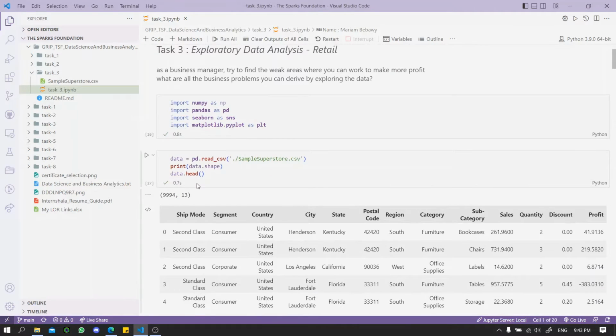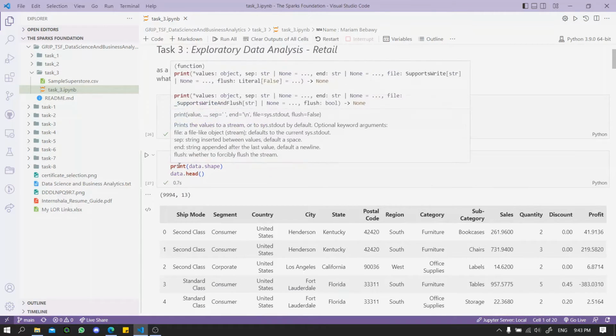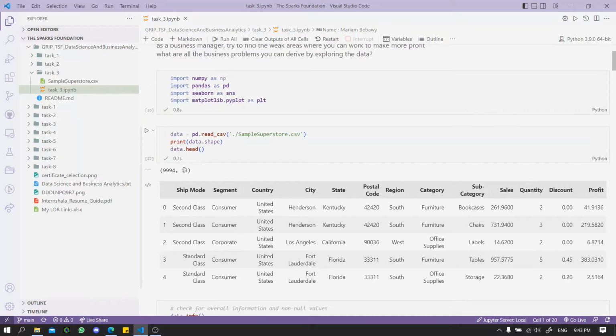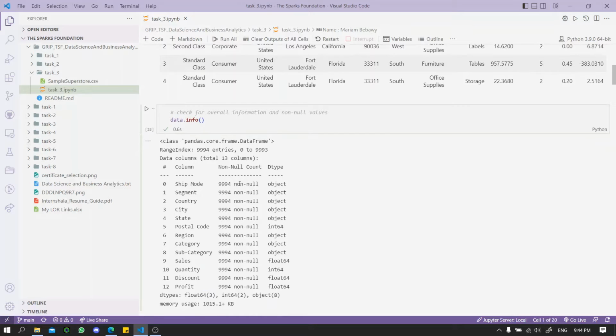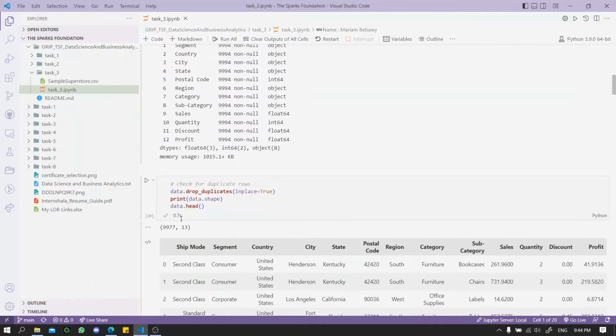So, we start by importing our data and printing out its shape. It's 9994 rows by 13 columns, all right? And we investigate its information to find out if we have null values. And we realize that no, we don't have null values because this number is equal to this number. So we can skip this part altogether.